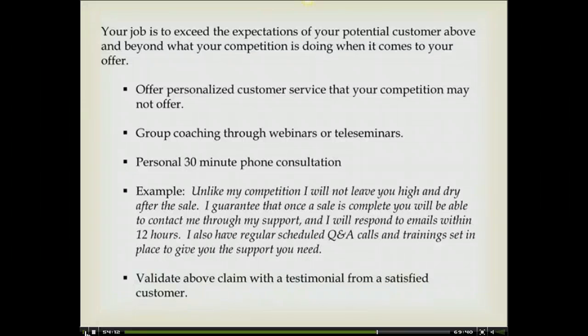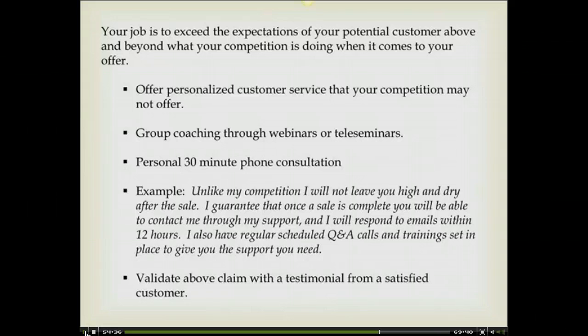Validate the above claim with a testimonial from a satisfied customer. So after you say something like our example right there, you want to follow that up with a testimonial from somebody that is satisfied with the support that you're providing. You're telling them basically right there that I'm going to give you better support. My Q&A calls, my training is set in place to give you the support that you need.